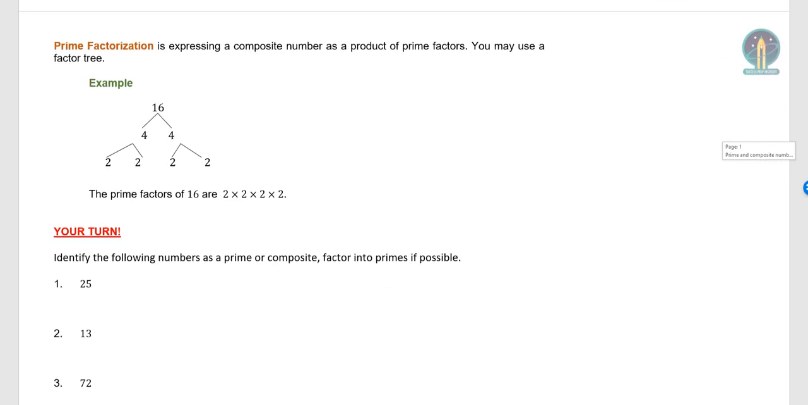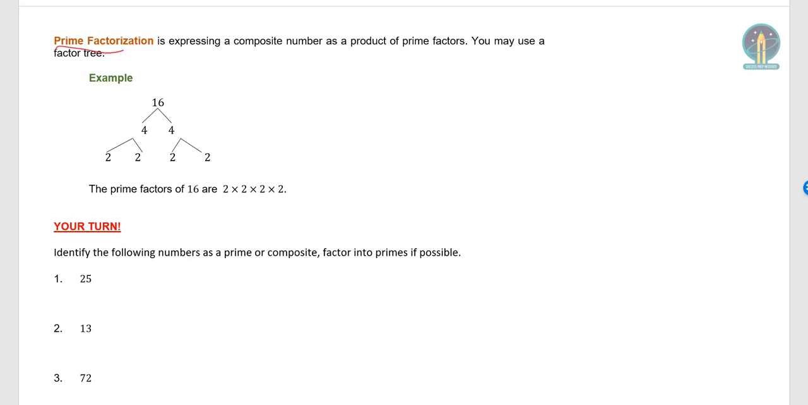Another important technique to keep in mind here is prime factorization, which is expressing a composite number as a product of prime factors using something called a factor tree, which is what we see here in this example. So essentially what we do is we start with a composite number such as 16, and we keep breaking down the factors until we get to the set of prime factors that make up that composite number, where you can't divide these prime factors any further.